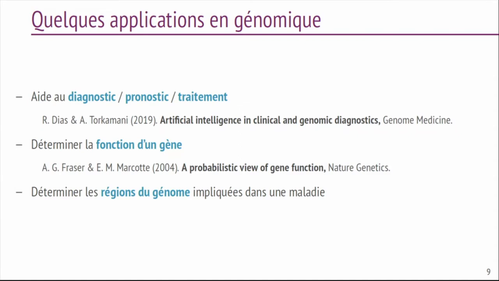Another application of AI in genomics is to help figure out the function of a gene. That's something that's been done for a long time. Can you give the sequence of a gene as an input and figure out as an output the kind of things this gene does? What I'm going to talk about more now is how to use machine learning to help figure out the regions of the genome that are involved in a particular phenotype, which is an observed trait. Phenotypes can be whether you have blonde or dark hair, but also whether you respond or not to a specific treatment given that you have a certain disease, and whether or not you have a susceptibility to a disease.